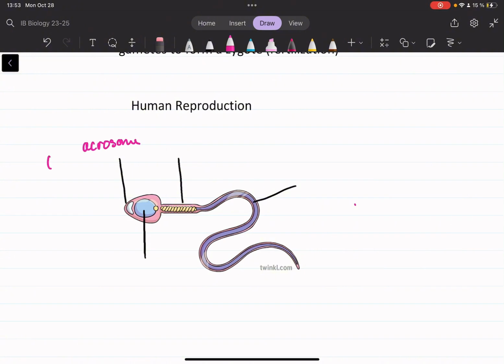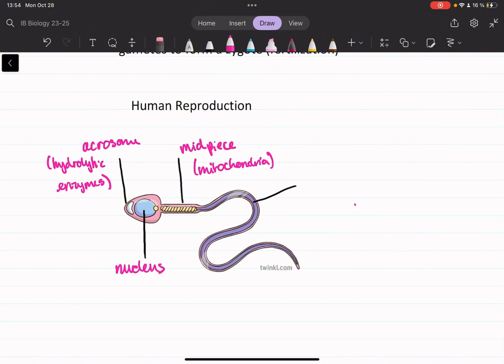The acrosome contains hydrolytic enzymes, which are important in fertilization. Then you've got the nucleus, which obviously contains all the DNA. Then you've got this middle part, which is called the midpiece, which is very appropriate. And the midpiece contains mitochondria. And this allows, obviously, for the sperm to respire.